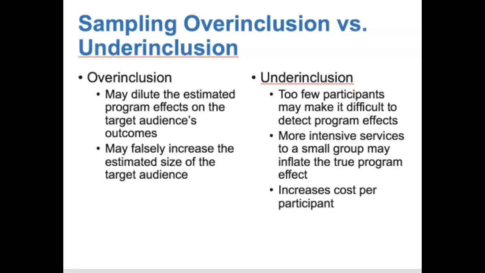Underinclusion is when some members of the intended audience do not receive the program. And when this happens, too few participants may make it difficult to detect program effects. More intensive services to a small group may inflate the true program effect or increase the cost per participant.